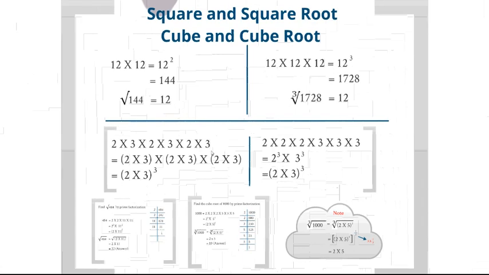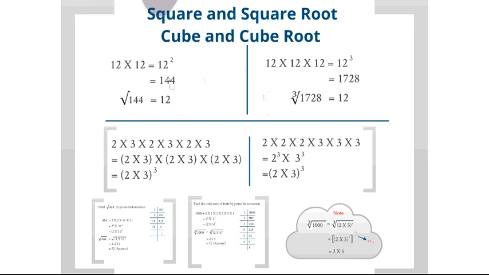Next, we look at square and square root, cube and cube root. If I have 12 times 12, this is 12 squared, and 12 squared is equal to 144. The square root of 144 equals 12. So square root is the opposite of square, right? If I square 12, I get 144. If I square root 144, I get 12. It's like moving backwards from the other.